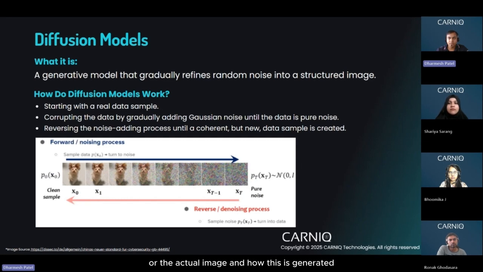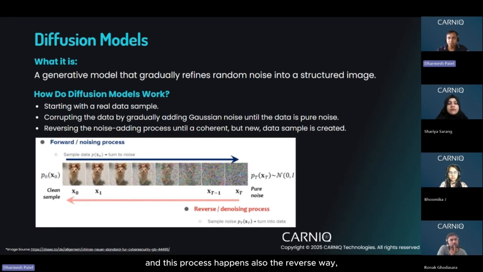And how this is generated starts with the real data sample itself. You have one image, and this image is given to the model, then the image corruption happens. The data is corrupted by gradually adding noise, specifically Gaussian noise, and this destroys the image until the data is purely noise. Then you cannot even detect what is underlying in this image.